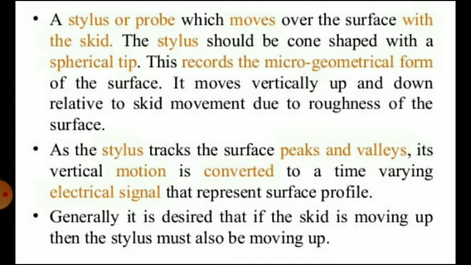It moves vertically up and down relative to the skid movement due to the roughness of the surface, because of the irregularities of the work surface. As the stylus tracks the surface peaks and valleys, its vertical motion is converted to a time varying electrical signal that represents the surface profile. Generally, it is desired that if the skid is moving up, then the stylus must also be moving up.